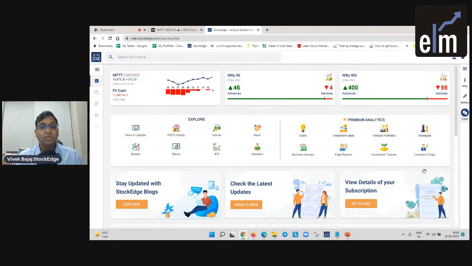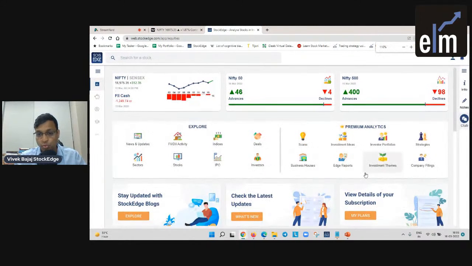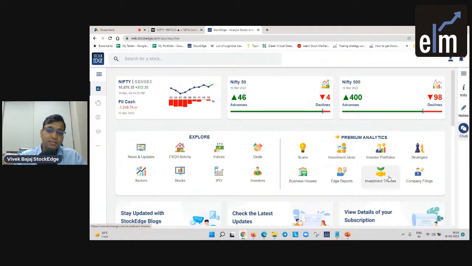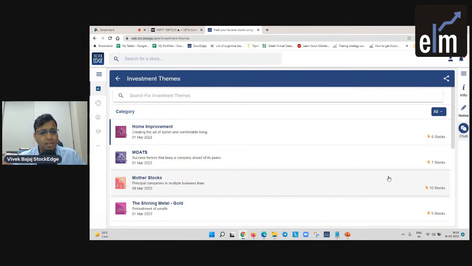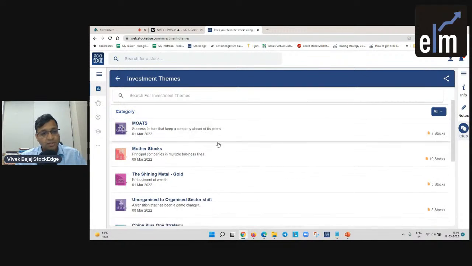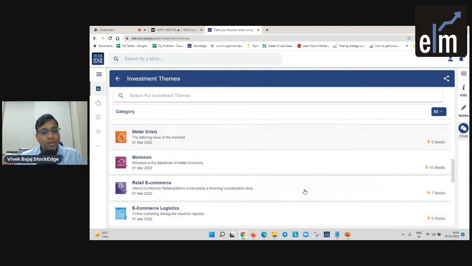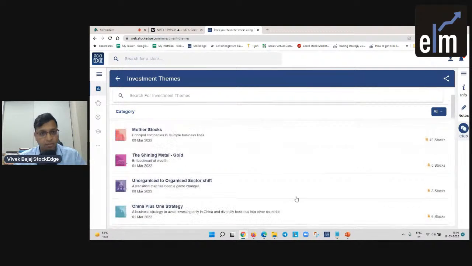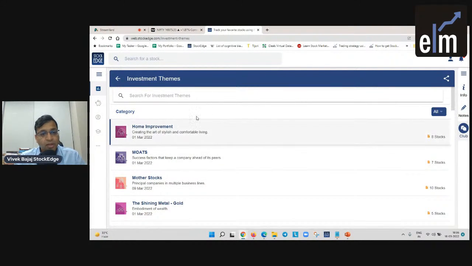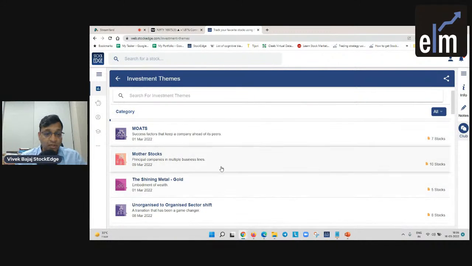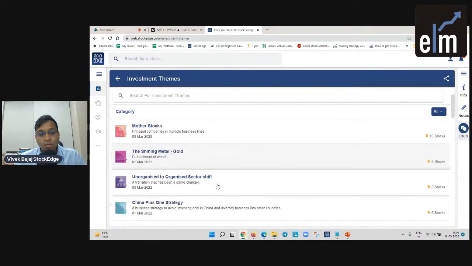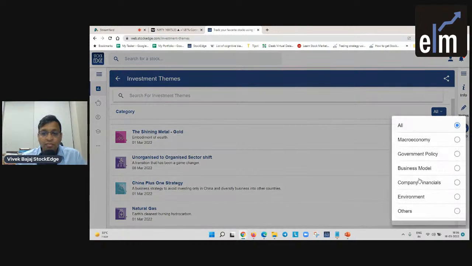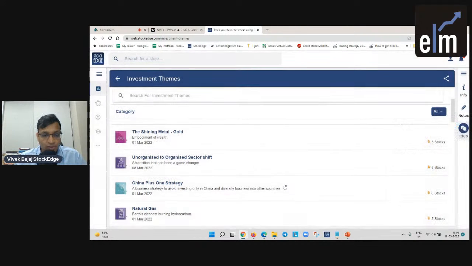So we have two things in Stockage which may be very relevant for you, and let me just zoom in a bit. One is investment themes. Investment themes are a very interesting output which we have, which is basically stock baskets. You see we have penned down various themes which you may like to adopt for your investment decision making. Themes like home improvement, moats, mother stocks, which I recently recorded a video on, shining metal gold, unorganized to organized. These are different categories of themes which we have defined in Stockage, and this is all internal hard work which we have done to produce these kinds of outputs for you.